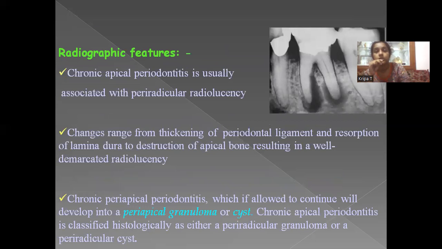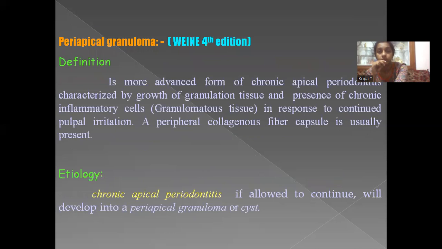Radiographically, you can see a periradicular radiolucency, with changes from thickening of the PDL and resorption of the lamina dura to a well-demarcated radiolucency. A chronic condition, if allowed to continue, can turn into a granuloma. Periapical granuloma is an advanced state of chronic apical periodontitis, with the growth of granulation tissue and ingress of chronic inflammatory cells with a peripheral collagenous capsule.